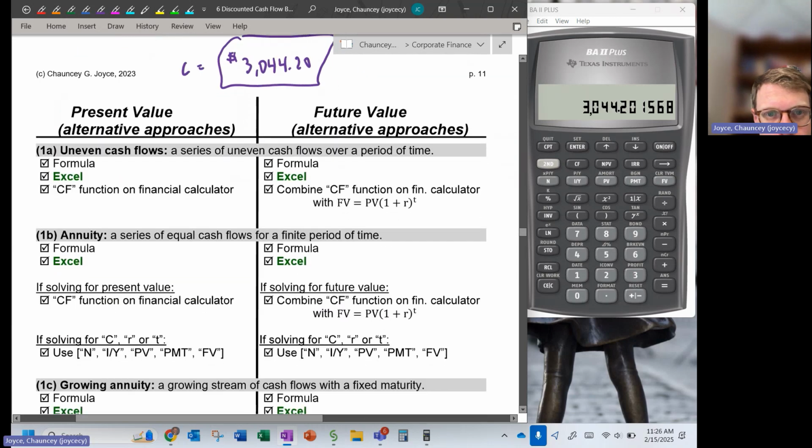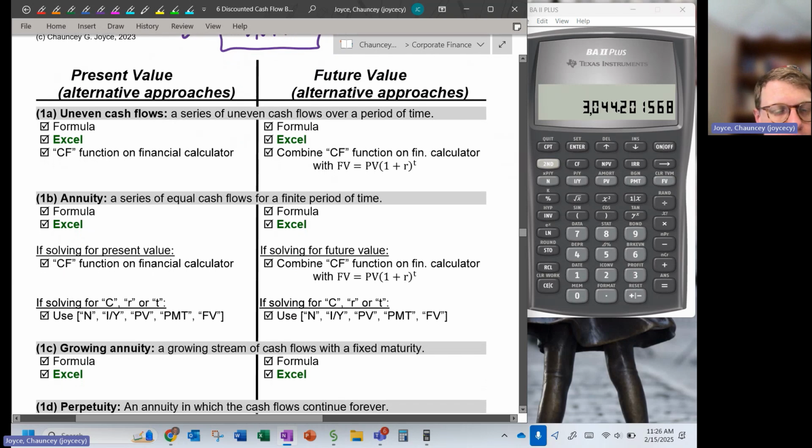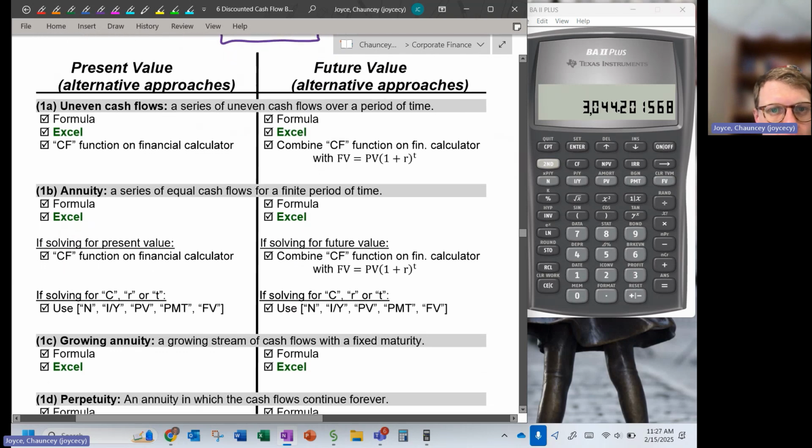So I know I use a lot of financial calculator. There's multiple ways to do these. We've used the formula for all of them. Excel's a very powerful tool as well. So if you are going to get a role in finance, most of the time you're going to end up using Excel for these calculations. But I think if you build your intuition with the formula, then Excel becomes much easier.